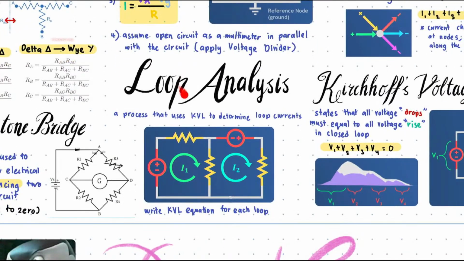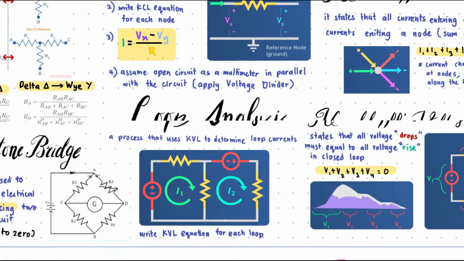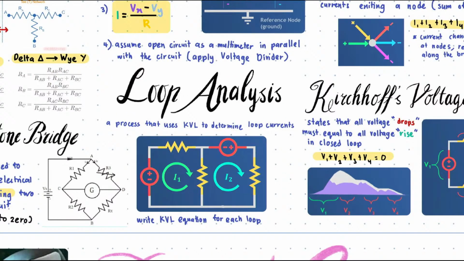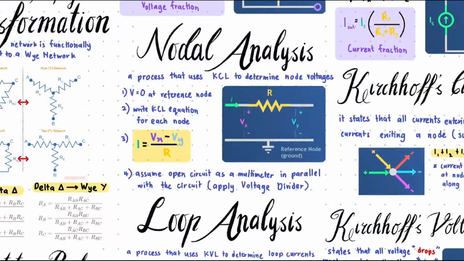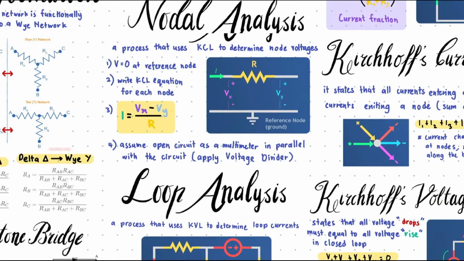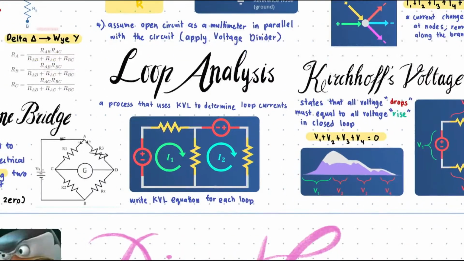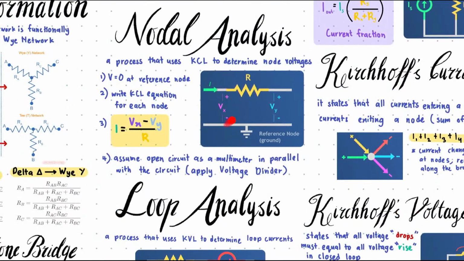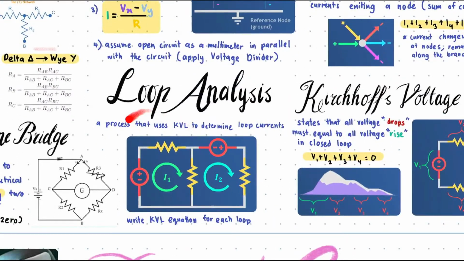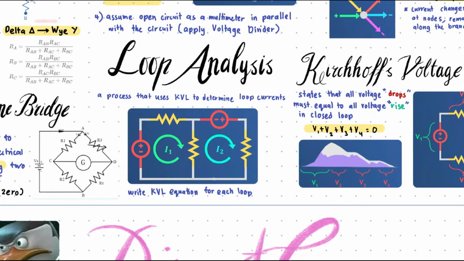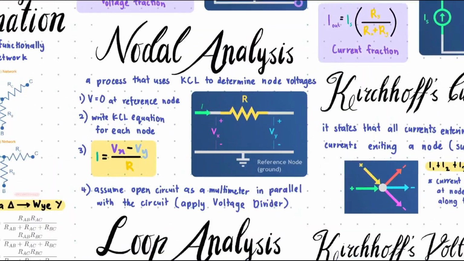The loop analysis is a process that uses KVL to determine loop currents. So usually loop currents usually has more than one voltage source. If nodal analysis, there's more than one like nodes. Okay, so this is where there are a lot of nodes. This is where there are a lot of voltage sources. So okay, let me write there.